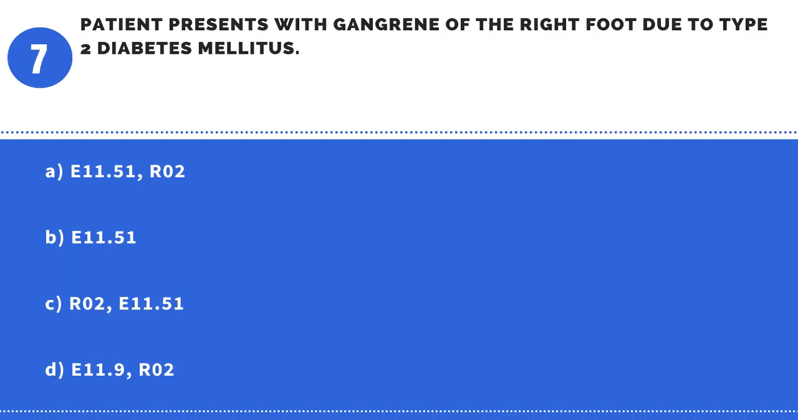Question 7. Patient presents with gangrene of the right foot due to type 2 diabetes mellitus. A. E11.51, R02. B. E11.51. C. R02, E11.51. D. E11.9, R02.